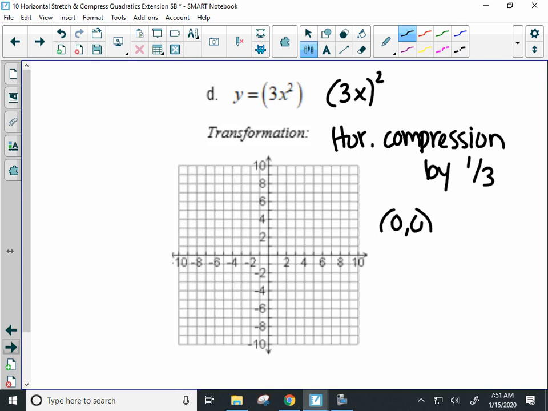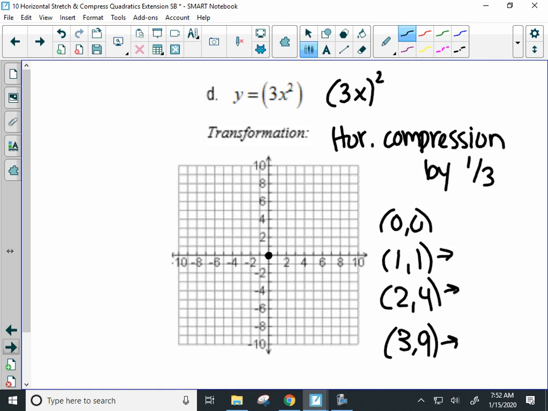Again, think about the points of your parent function here, if you need to. You're changing the x values. 0, 0 stays the same. 1, 1, I'm multiplying 1 by 1/3. So that point's going to be at 1/3. The y stays the same. So it's going to be kind of tight in here. That's all right. Estimate that.